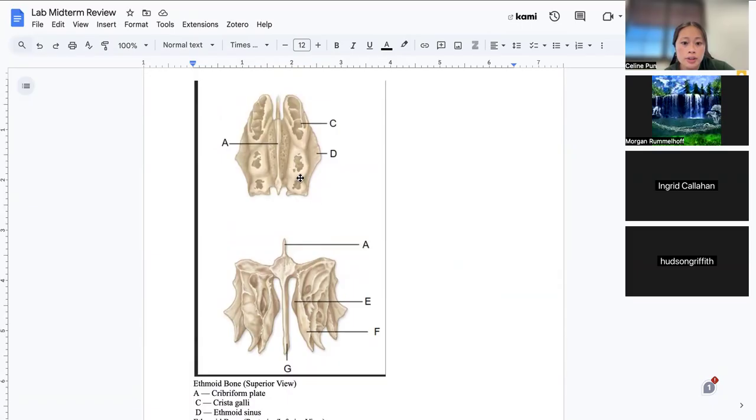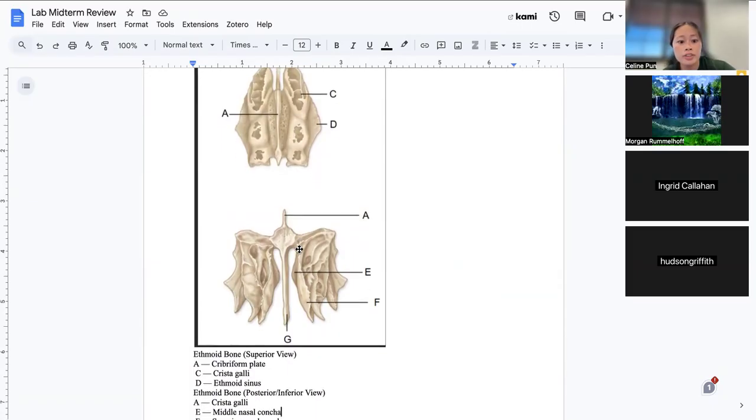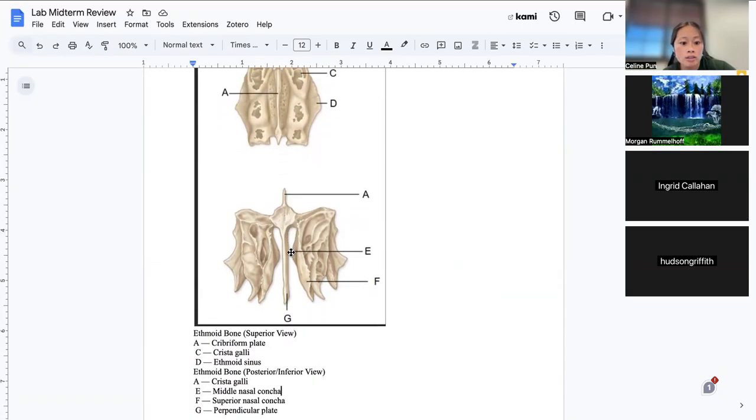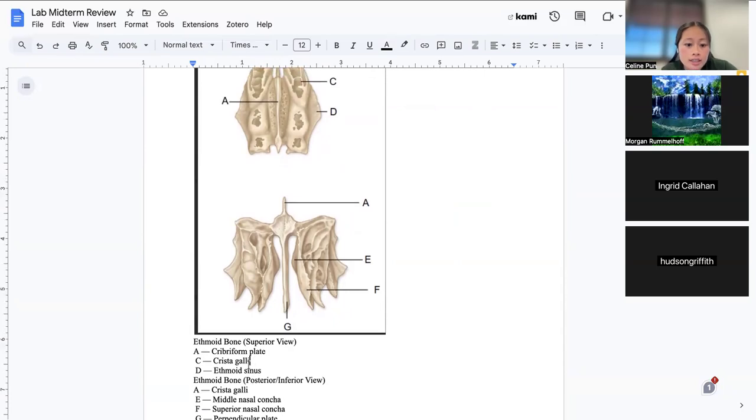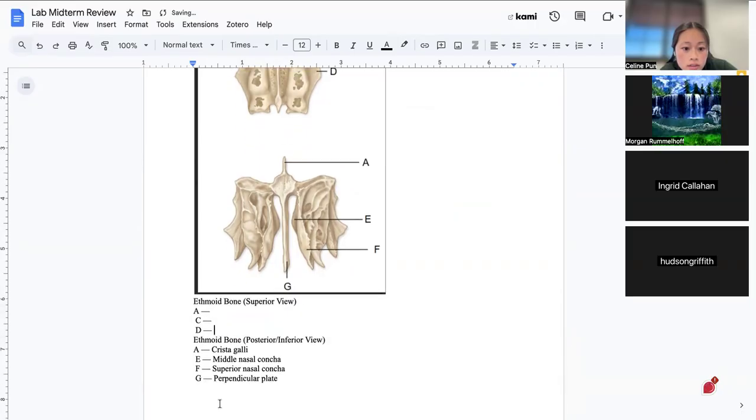So since this is the superior view, the above view, A on this side is also, oh, it's a cribriform plate. That's not correct. These are also incorrect. These are the wings. Okay, sorry, give me a second. These notes are old.